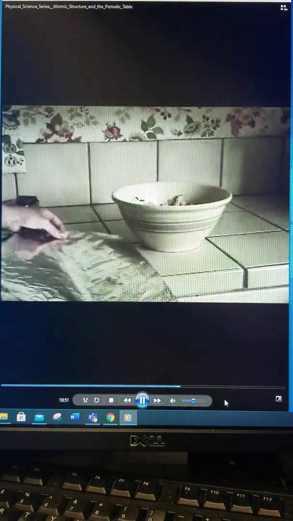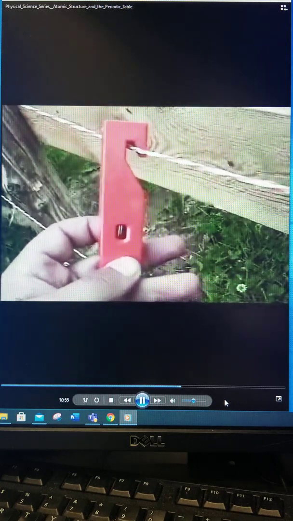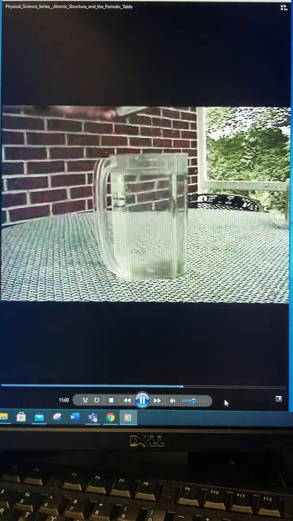as shininess, as seen in this aluminum foil, and are malleable, the ability to be shaped. Metals are also good conductors of electricity, such as that found in this electric fence. Generally speaking, metals also have a high density, as is the case with this piece of rapidly sinking lead.